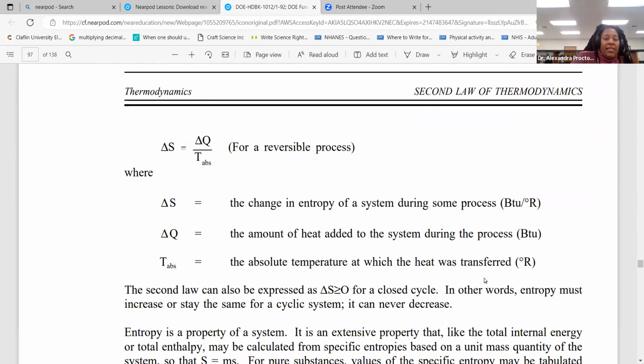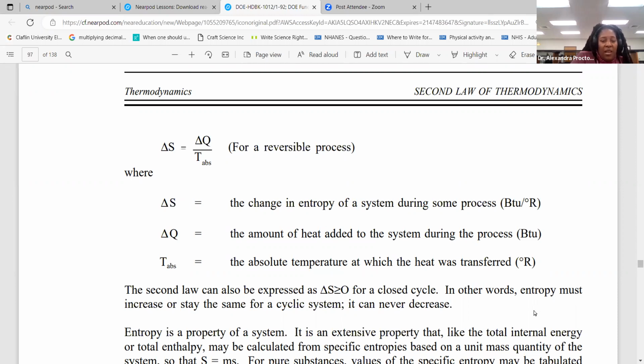Therefore, delta S is equal to delta Q over T absolute for a reversible process, where delta S is the change in entropy of a system during some process, and the units for that are BTU per degree Rankine, and delta Q is the amount of heat added to the system during the process, in BTU. And T absolute, or the absolute temperature, is the absolute temperature at which heat is transferred, and that's in degree Rankine.